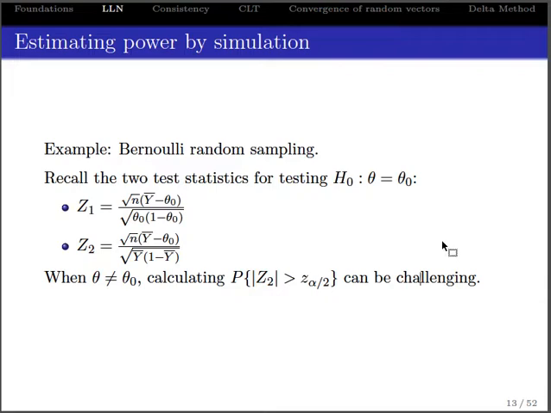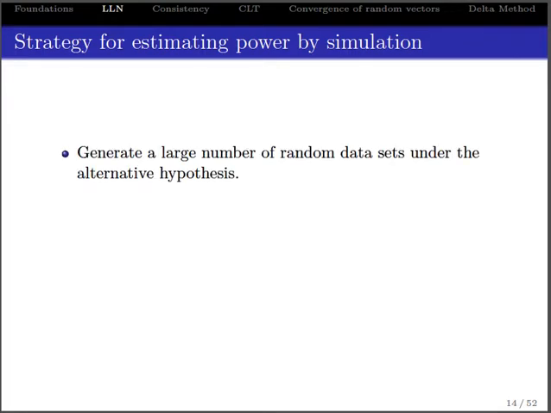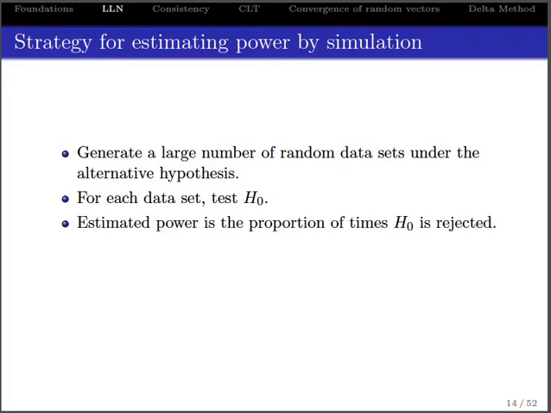It gave the right answer, but it was not altogether honest of me. Because there was a tricky little part that I just hand waved away instead of dealing with it honestly. But we can get it by simulation as follows. So here's a strategy for estimating statistical power by simulation. You generate a large number of random data sets under some alternative hypothesis of your choice, and for each data set, you test the null hypothesis. The estimated power is simply the proportion of the times that the null hypothesis is rejected, period.